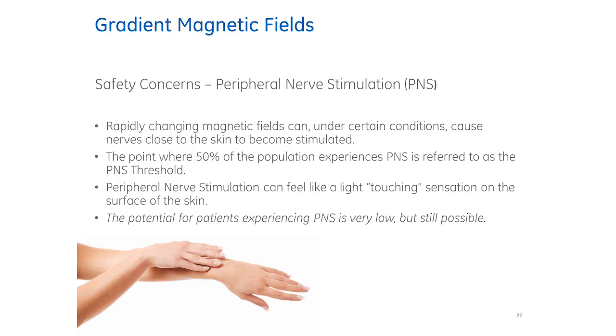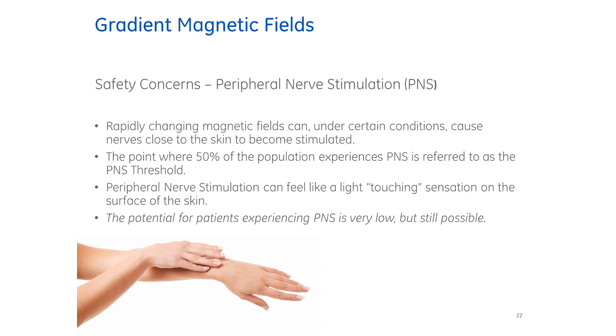PNS, or peripheral nerve stimulation, is also the result of changing gradients. But what is it? Well, these rapidly changing gradients can sometimes have the effect of causing the nerves just below the skin to become stimulated. The point where 50% of the population would experience PNS is referred to as the PNS threshold. What does it feel like? It can feel like light touching sensations or a twitching sensation on the skin.